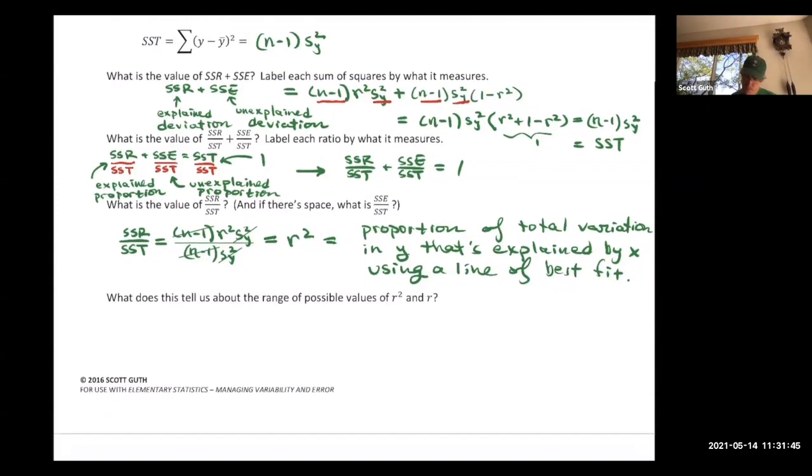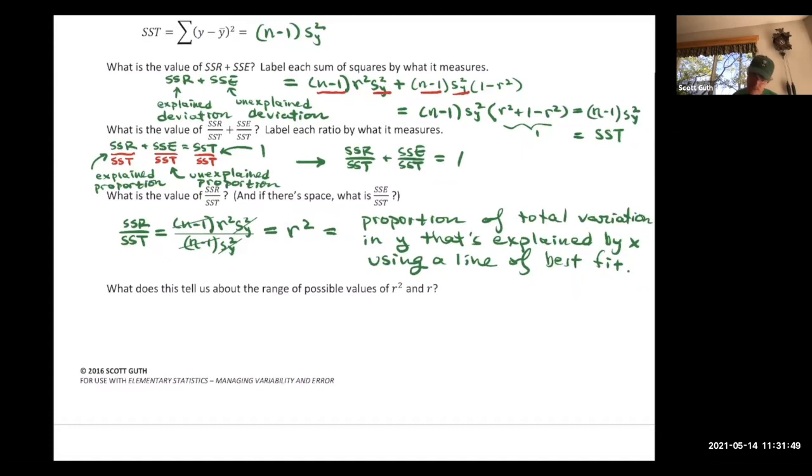I know I need to stop, but let me get a couple things out of the way because it'll be too hard to start up later. One thing I know, I just want to make a note here. These are both positive. SSR over SST, we just figured out, is R squared. When you simplify the other one, it comes out to be 1 minus R squared. But the point is that these are positive numbers because they are all sums of squares, and they have to be between 0 and 1 because they add up to 1 here. So we can say, first of all, that R squared has to be between 0 and 1.